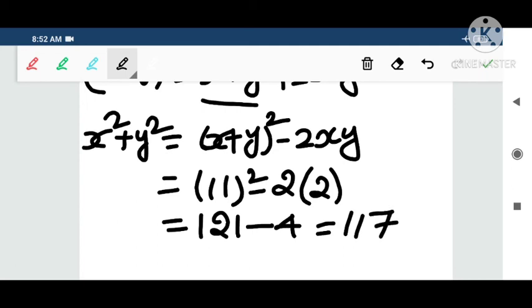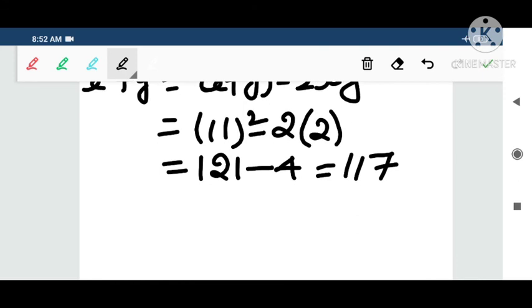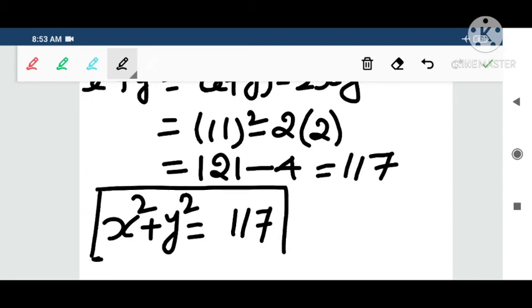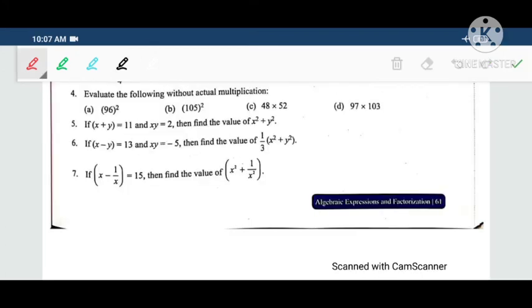117 is the value. So finally, what is the value of x square plus y square by the given values? So x square plus y square is nothing but 117. By using the given values, we get the answer 117. So next we have to see question number 6.